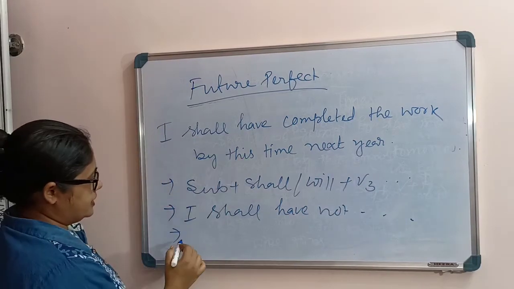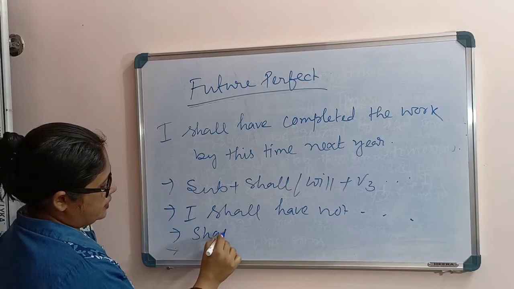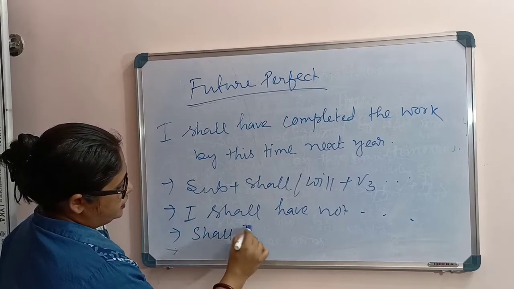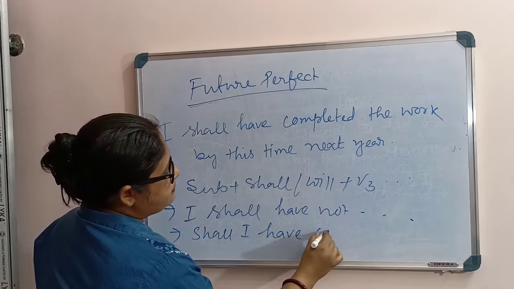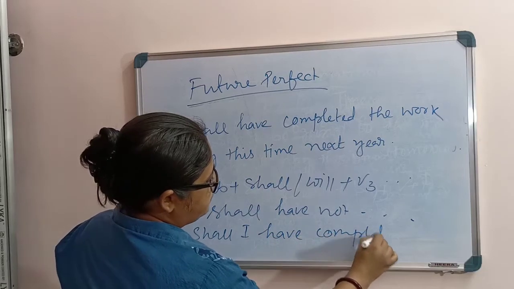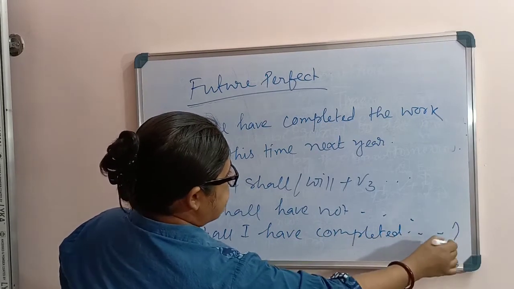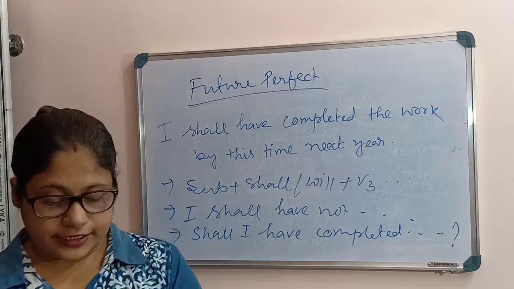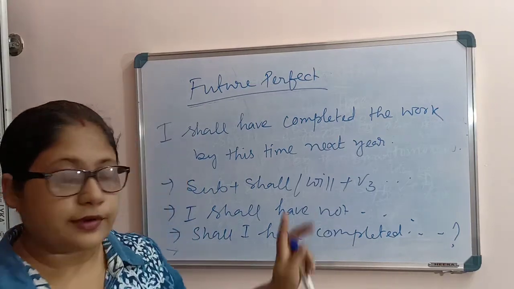In order to make it interrogative, it will be: shall I have completed the work by this time next year? So this is the sentence structure for future perfect.